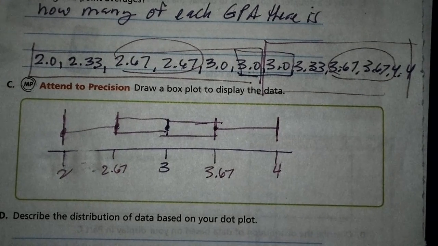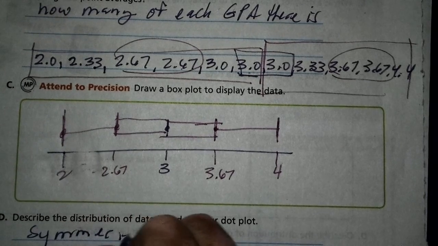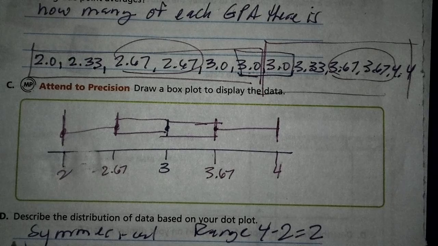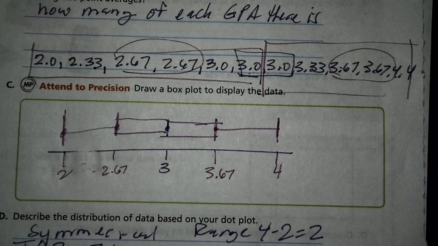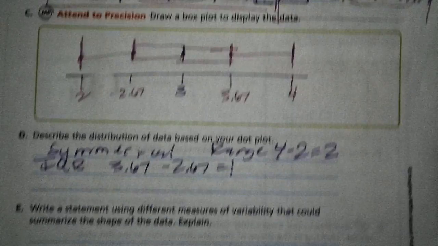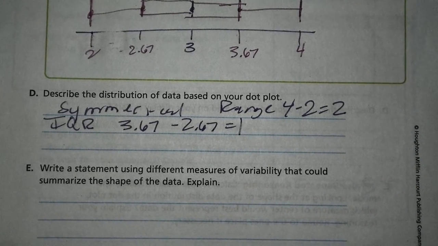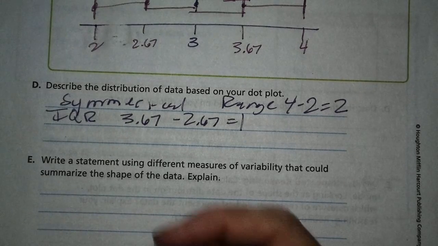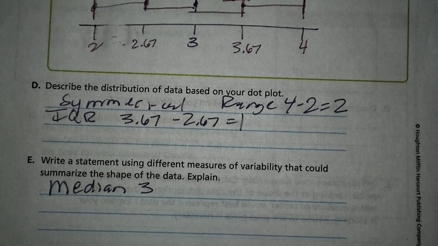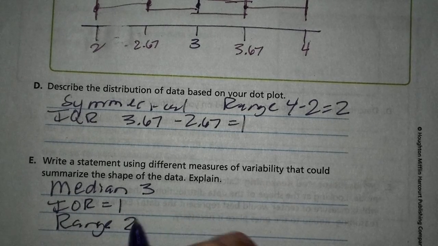Okay, so describe the distribution of the data. Pretty symmetrical. Wow. Okay, the range is 4 minus 2, which is 2. IQR, 3.67 minus 2.67, so that would be 1. Sorry you couldn't see that, so that needs to be there. Write a statement using different measures of variability that could summarize the shape of the data. Well, we kind of just did that, right? The median is 3, so we kind of did that. The IQR is 1. The range is 2.